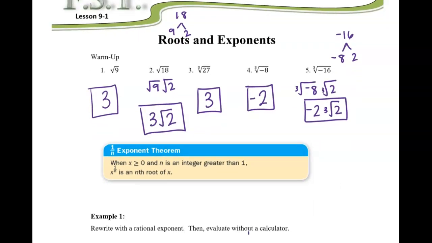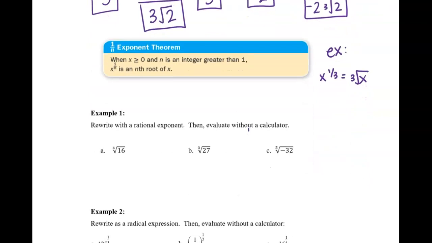The 1 over n exponent theorem. When x is greater than or equal to 0 and n is an integer greater than 1, x to the 1 over n is an nth root of x. It sounds kind of crazy and more difficult than it is, like most theorems. This is just saying, for example, that x to the 1/3 power is equivalent to the cube root of x. Essentially in these problems, x to the 1/3 is written with a rational exponent. The cube root of x is written as a radical.